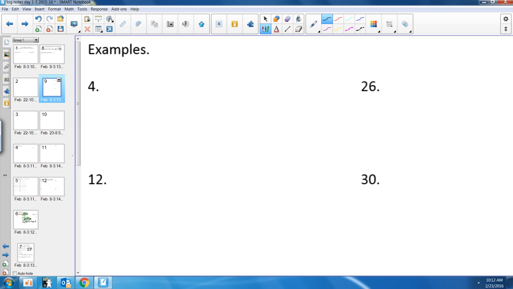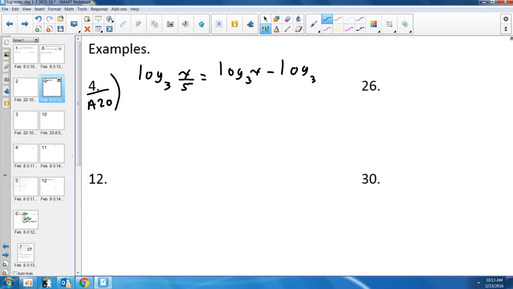If you want to follow along in your book, I'm at number 4 on page 820. It says you have the log base 3 of x over 5. The directions are simple: expand as much as possible. You only have one thing going on here, so the expansion is pretty easy. Instead of writing it as a quotient, you're going to separate that as a difference of logs. So that's going to look like this. When you have the log of a quotient, it's a difference of logs.